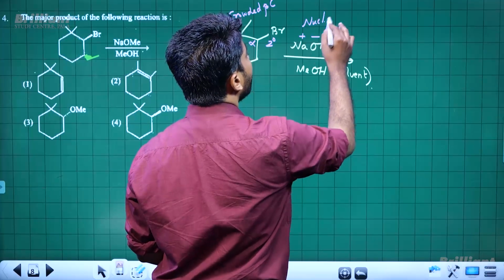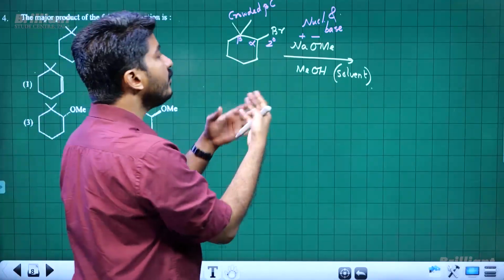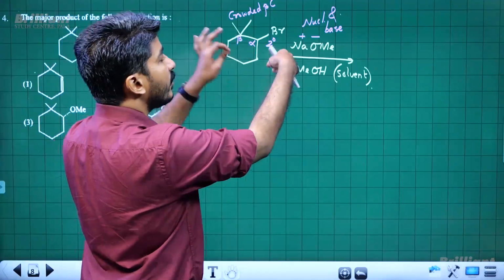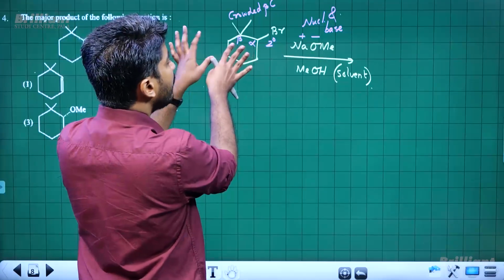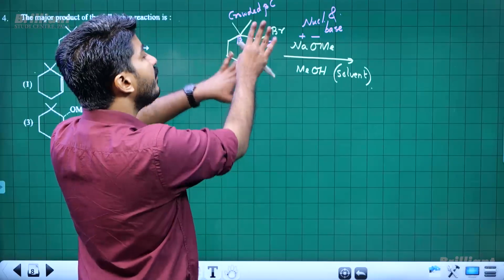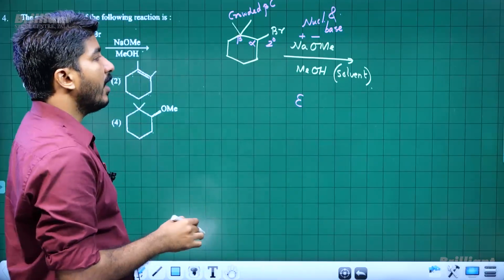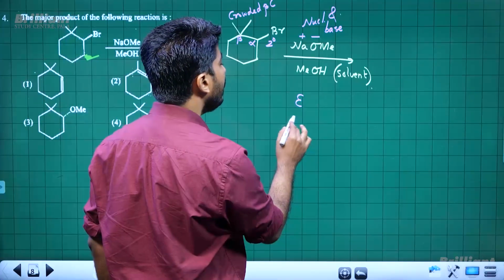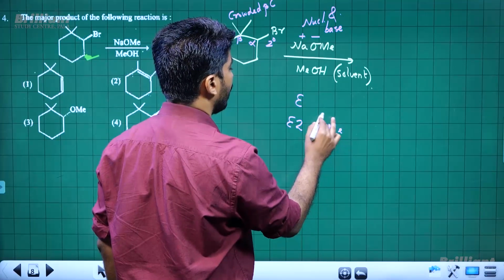This is a good nucleophile and it is a strong base also. Therefore, depending on this structure, it can show either nucleophilic substitution or elimination reaction, and on this end there is a high steric hindrance present for nucleophilic attack. Therefore, elimination will be the preferred reaction. And if elimination is present, it will be by E2 mechanism, because MeO minus is the reagent.